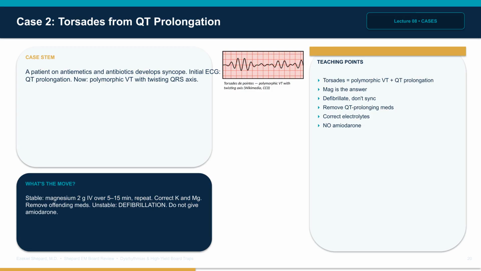Stable patients get magnesium sulfate 2 grams intravenous over 5 to 15 minutes. Correct potassium and magnesium. Remove offending medications. Unstable patients get defibrillation. The board trap is amiodarone, which further prolongs the QT and worsens the rhythm.